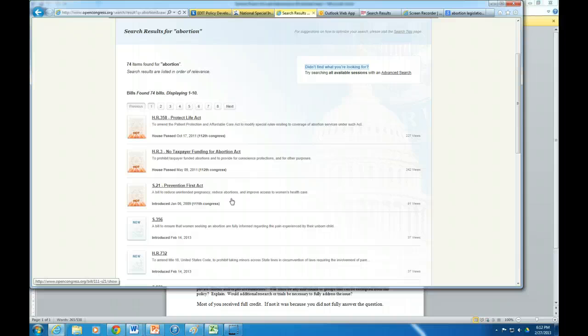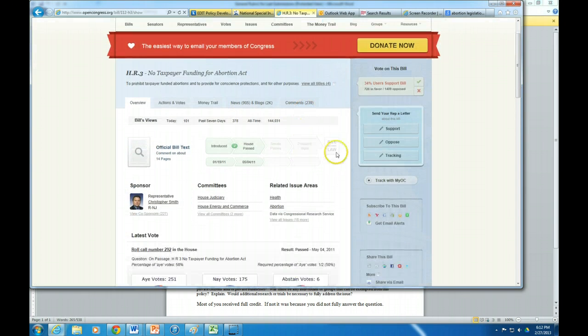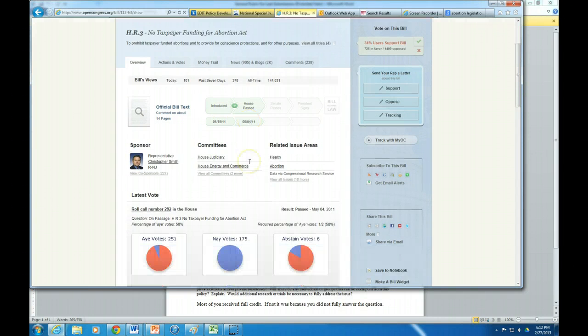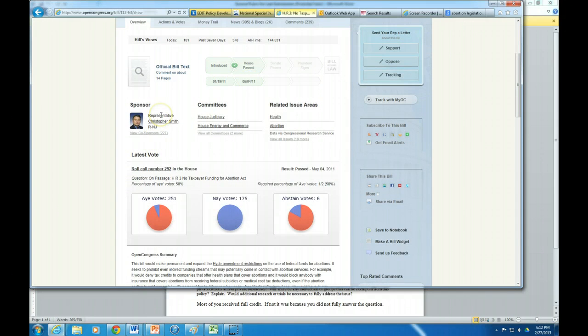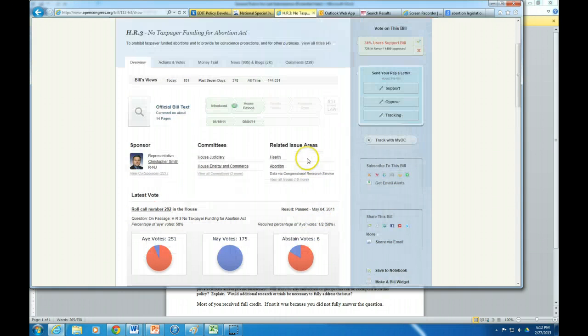So, well, look here. One of these that came up was HR3. So I'm going to click on this. And there's a lot of things about Open Congress I really like. It tells you when it was introduced and when it passed, tells you who the sponsors are, the committees it went forward. It tells you how many votes were for and how many votes were against. And this one was passed, and how many people abstained.